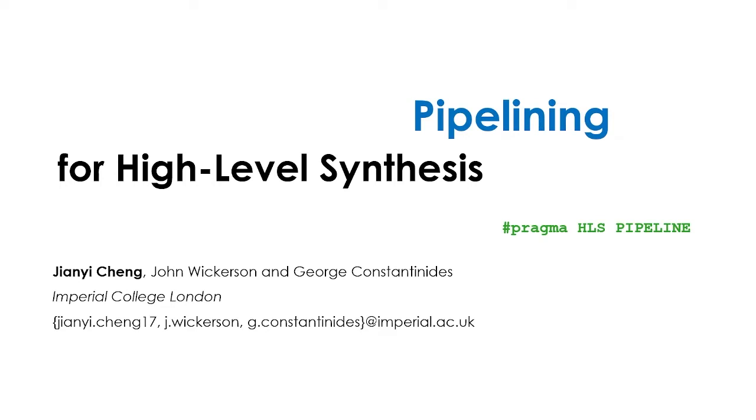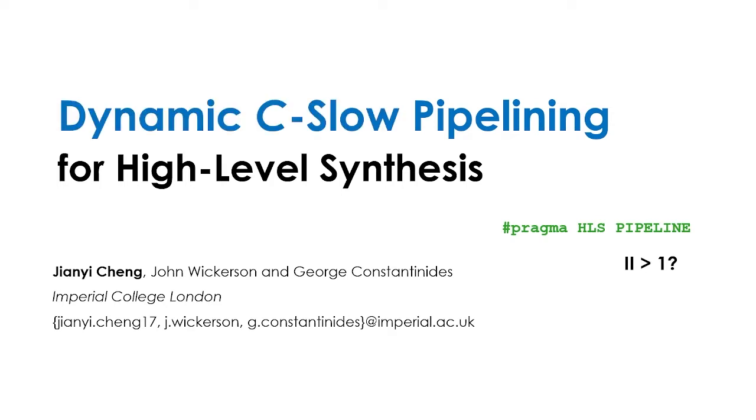The initiation interval is defined as the number of clock cycles between two consecutive iterations. When an II is greater than 1, the hardware performance may be poor. In most cases, the users cannot do anything about it. Some code transformations may be possible, but they are still quite limited. Today, we're presenting a new approach to reduce these IIs using dynamic CSlow pipelining.